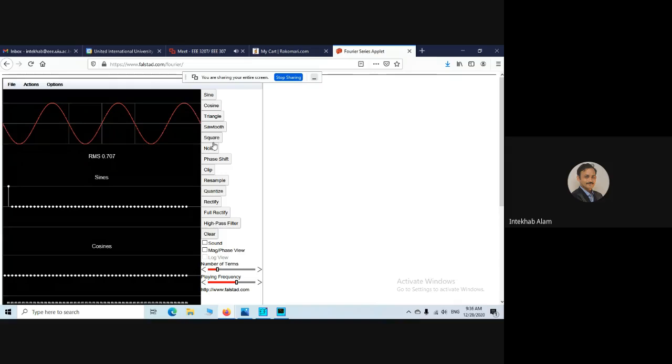If we go for a square wave like this one, you may see that there is a fundamental frequency. They are calling it fundamental 1. The second harmonic is missing, the third is here, and this is the 5th, this is the 7th. So all the odd harmonics are present in here.